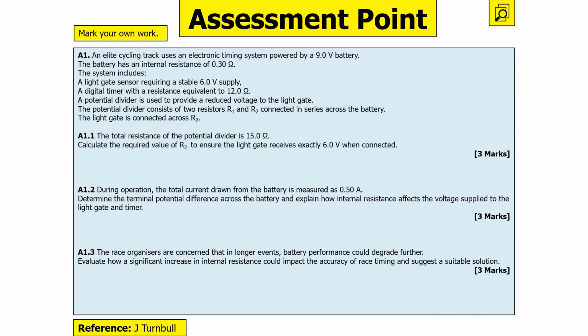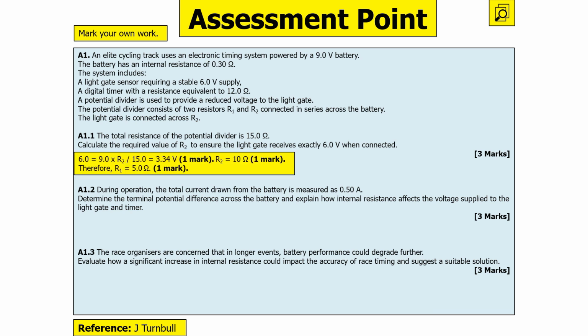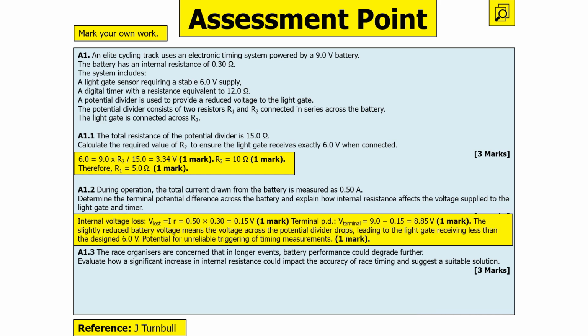Okay. In this first one, we've got to use the potential divider equation to work through all our values. But we're going to have to rearrange it to make R2 the subject. When you pop in all the values, you get R2 to be 10 ohms. Now if you know the total resistance is 15 and R2 is 10, therefore R1 is going to be 5. In this next question, the internal voltage loss is equal to I times the internal resistance, so it's 0.15 volts. Therefore, the terminal PD is EMF minus the loss volts, 8.85 volts.